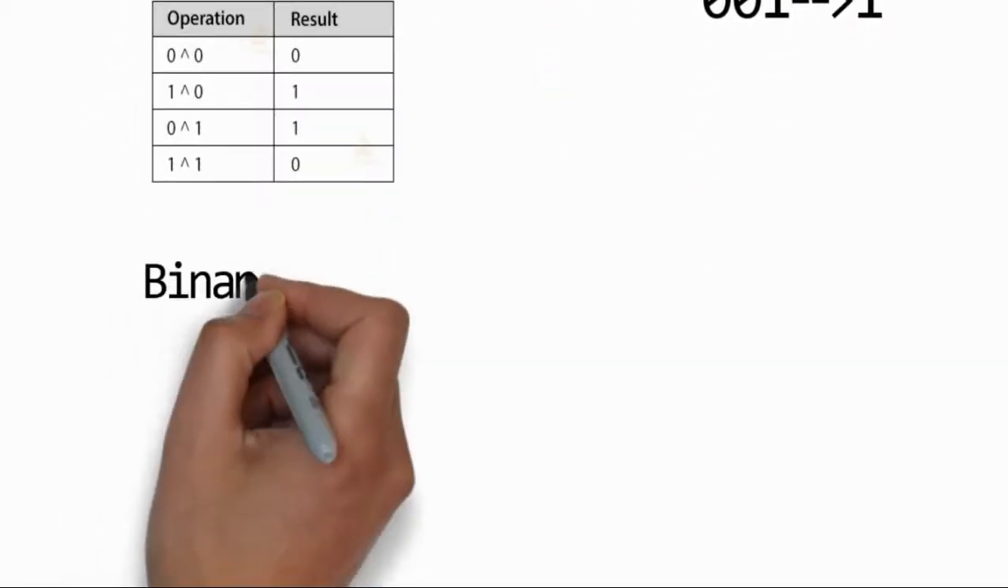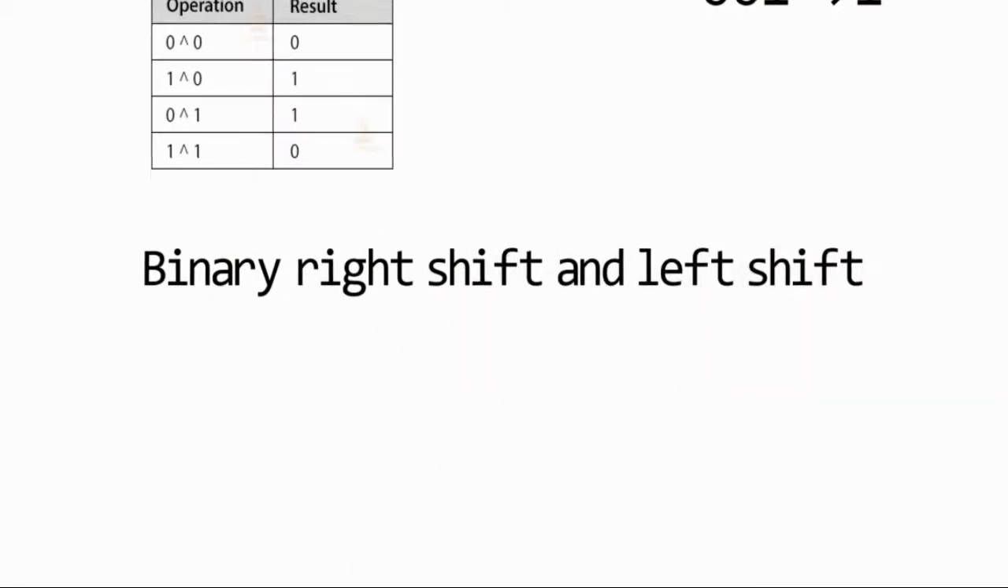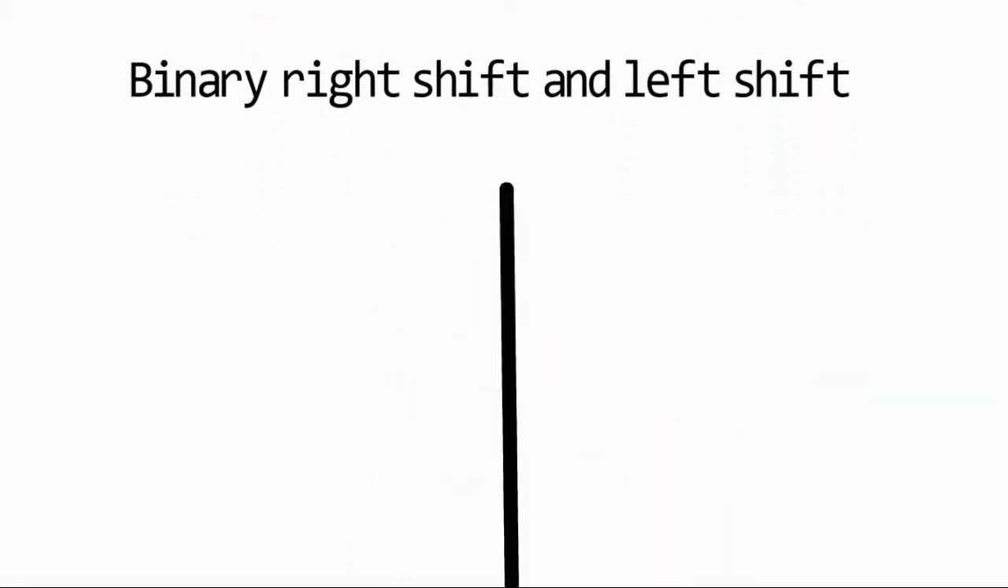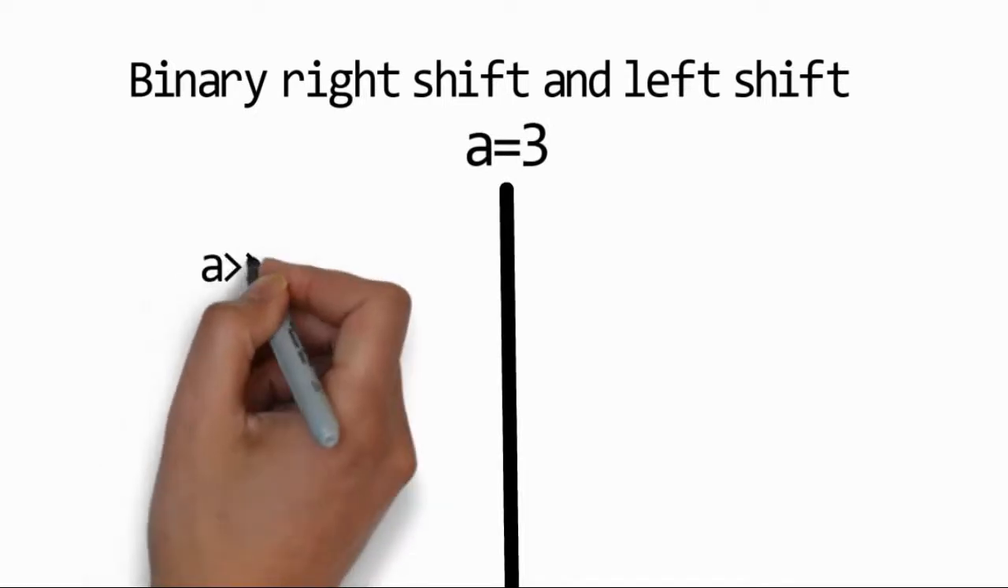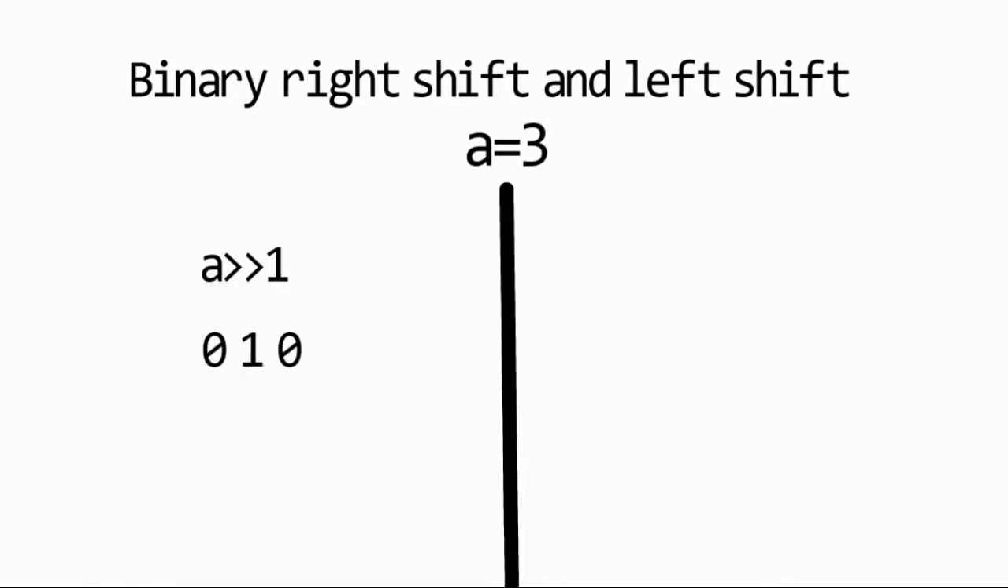Now let's see about the binary right shift and left shift operations. We are taking the example a equal to 3. The binary representation of 3 is 0, 1, 1. So we took the example as here. First let's see this right shift operator: a right shift 1.